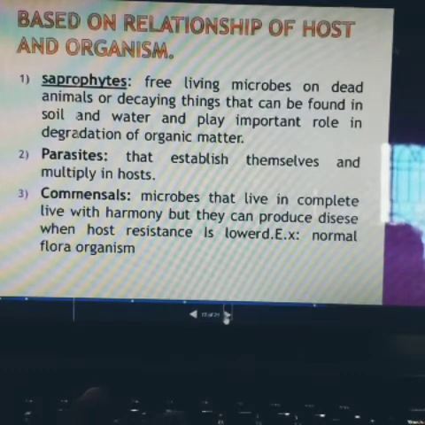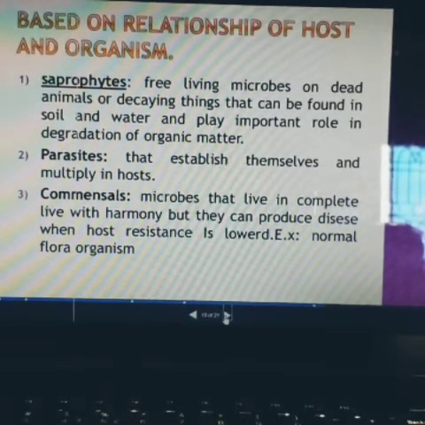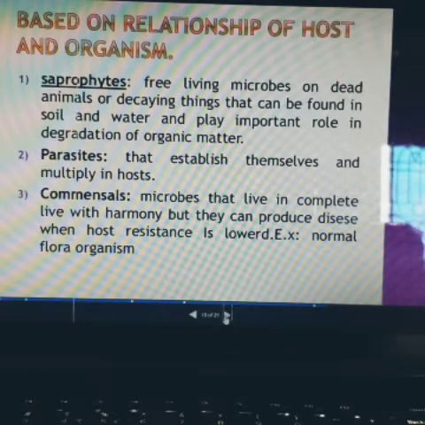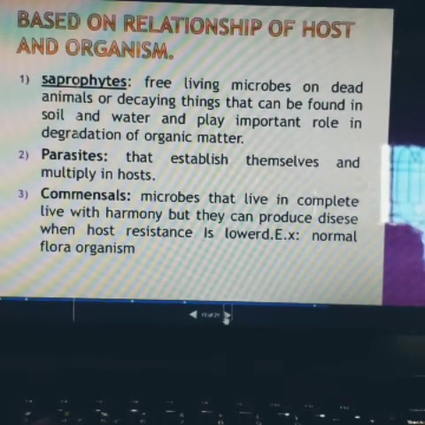And the next one देखो, based on the relationship of the host and the organism. So here the bacteria are classified into three types: saprophyte bacteria, parasite bacteria and commensals. So first one saprophytic bacteria, free living organisms or microbes, dead animals में रहते हैं. Saprophytic bacteria always take food from dead organism material. And the next one parasitic bacteria, that establish themselves and multiply in the host. Host में जाने के बाद उनका organism का group establish कर रहा है. So that one आप लोग identify करिए.